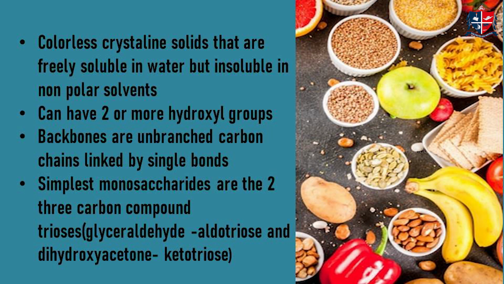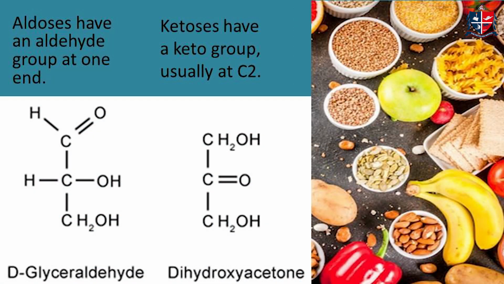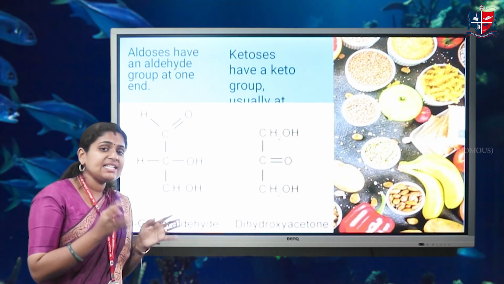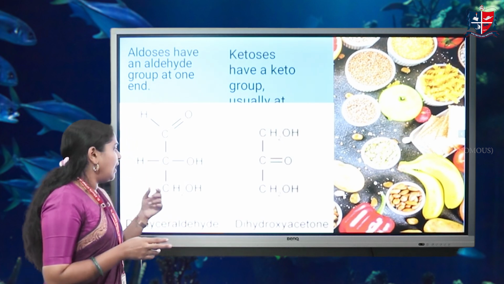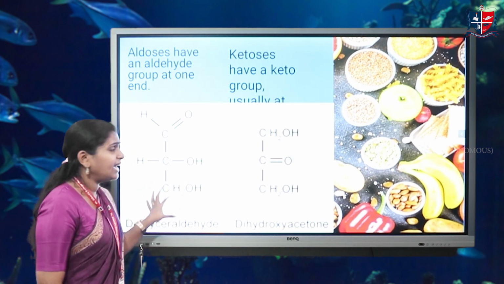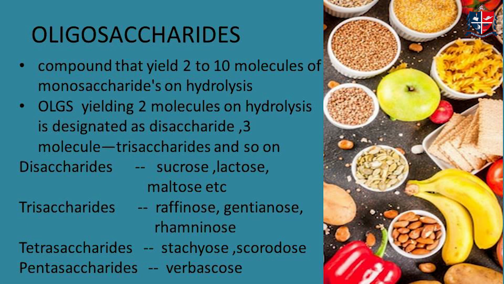Coming to their properties, they are colorless, crystalline solids. They can have 2 or more hydroxyl groups, and the simplest monosaccharides are the 3 carbon ones, known as glyceraldehyde and dihydroxyacetone. Coming to their structure, here we can see glyceraldehyde and dihydroxyacetone. In this structure, we can see a 3 carbon molecule. Here we can see the aldehyde group. In the case of dihydroxyacetone, this aldehyde group is replaced by the keto group. These are all the examples. This is the simplest monosaccharide found in the trioses with 3 carbon atoms. This is all about the monosaccharides.